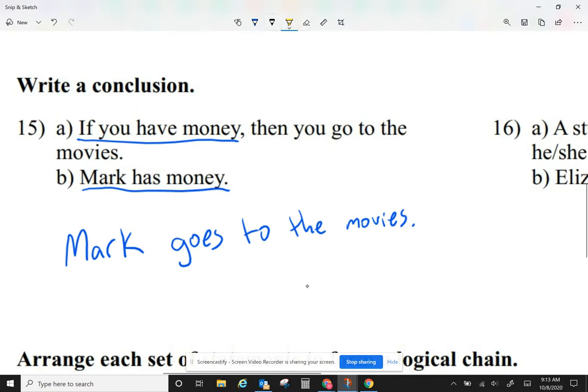Notice how basically the sentence I was writing says you go to the movies. But once again, we know Mark is going to be representing you. So you go to the movies. I just wrote Mark goes to the movies. Notice I kept it very, very similar. Keep it to the wording on the question. Don't come out and say, well, since Mark has money, he will be going to the movies, or Mark will be going to the movies. I know that means the same thing as Mark goes to the movies, but keep it to the same wording that I have on the questions.